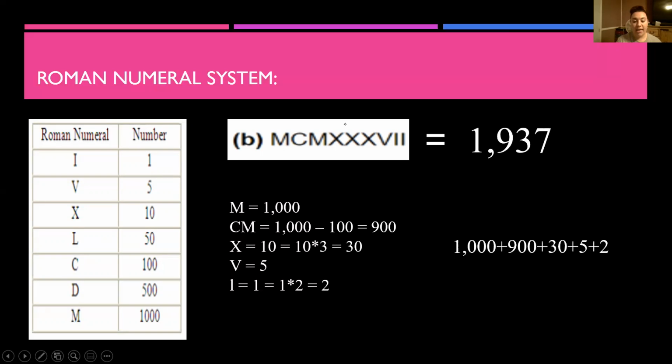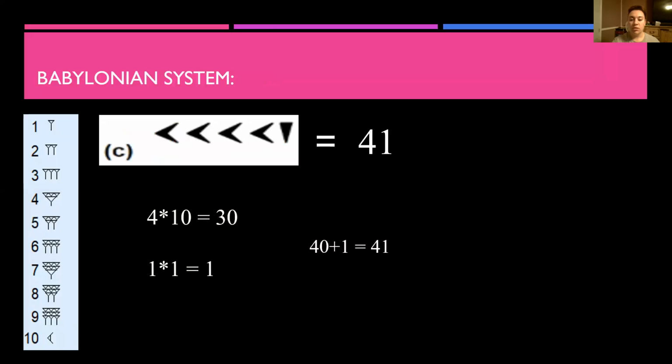And then you have X, X, X. So each X equals 10. And so 10 times 3 of the X's equals 30. And then you have one V, and V equals 5. And then you have 2 I's, and they equal 1 each. So 1 times 2 equals 2. So you do 1,000 plus 900 plus 30 plus 5 plus 2, which gives you 1,937. All right, on to our next one, our Babylonian system. Okay, so this one looks a little weird, but it's the same as the rest of them.